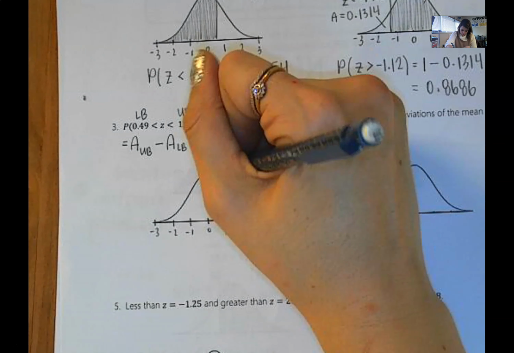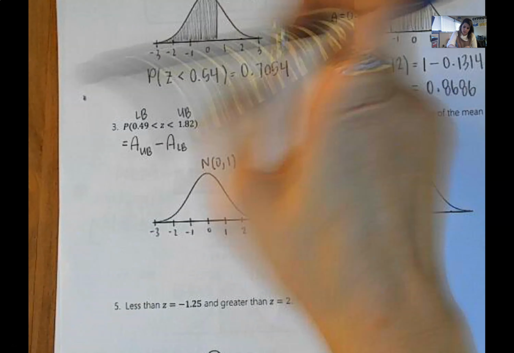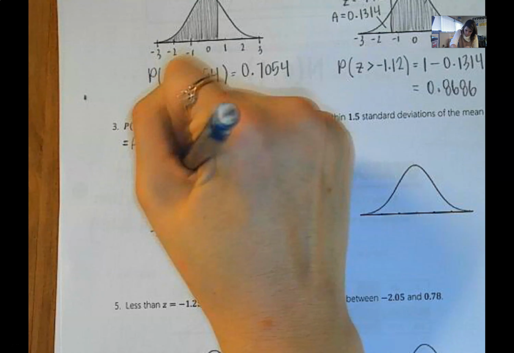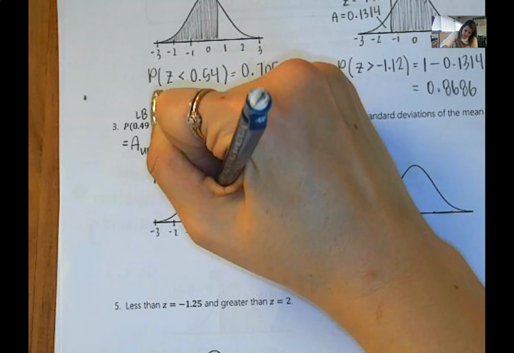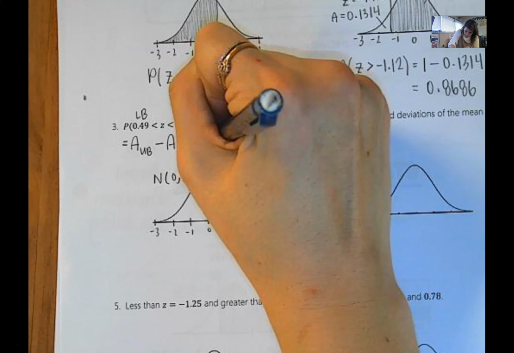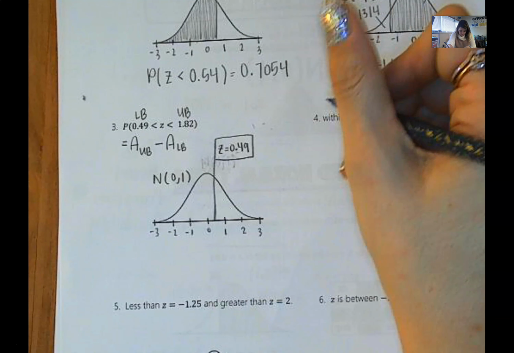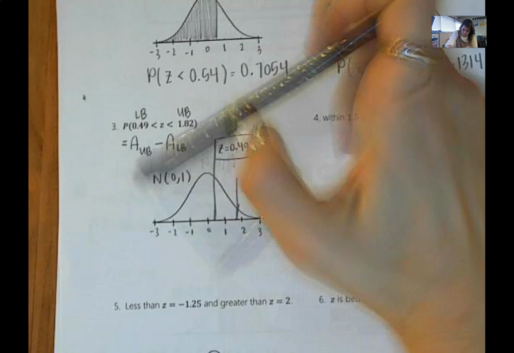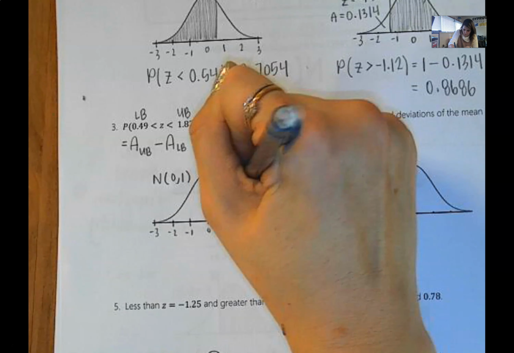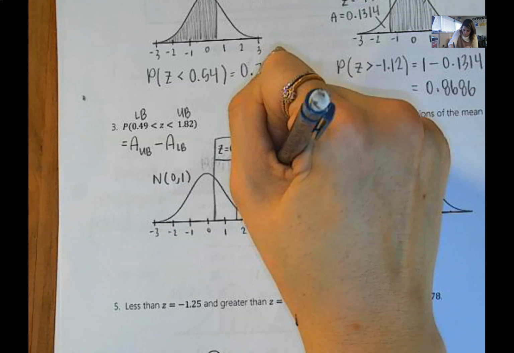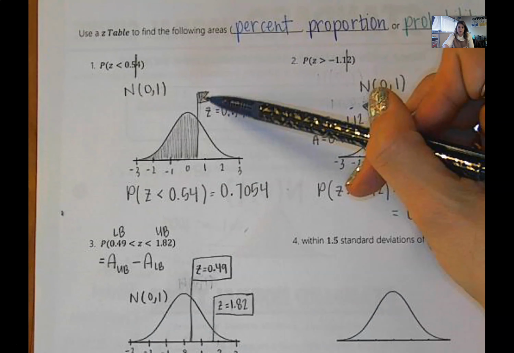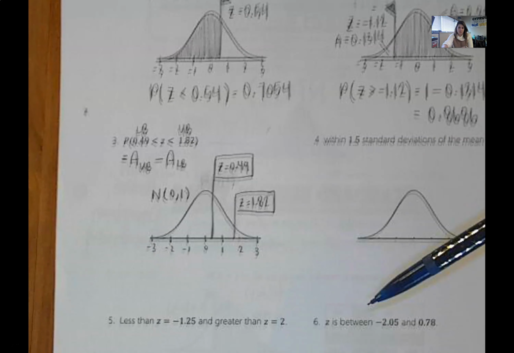Okay, next up, I'm going to plant my flags. So I actually need to move this over. Sorry about that, guys. Because I need a flag at z equals 0.49, and I need a flag at z equals 1.82. So just like I said I would, I'm just drawing different kinds of flags. I mostly use this one. You could use a triangle, you can use this.